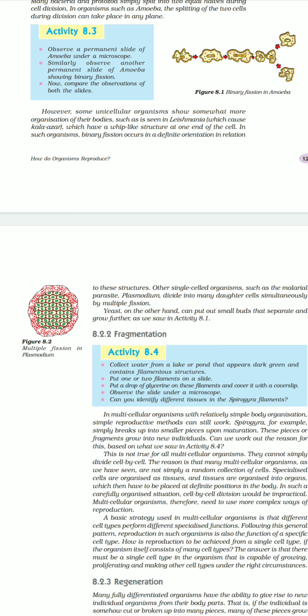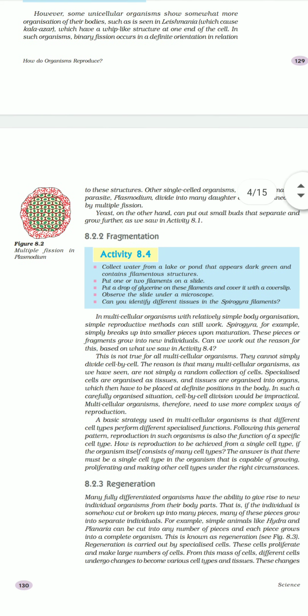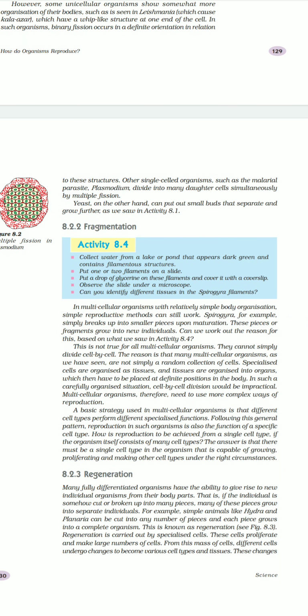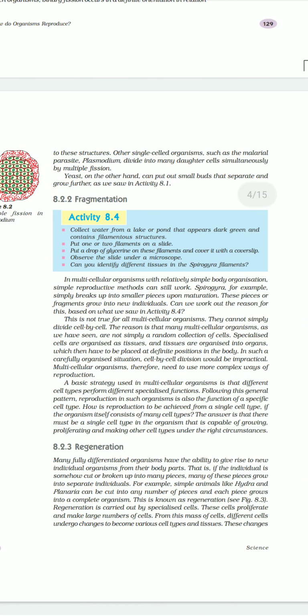Then finally, when the outermost layer of the parent cell bursts, all these nuclei come out. They arise from a single parent, and each develops itself into a separate individual. Each nucleus behaves like a separate individual once it is free from this particular cell. So this type of division is known as multiple fission.